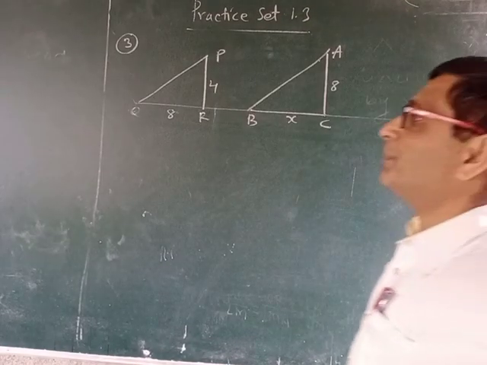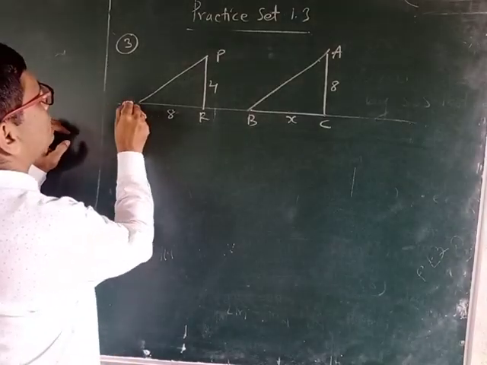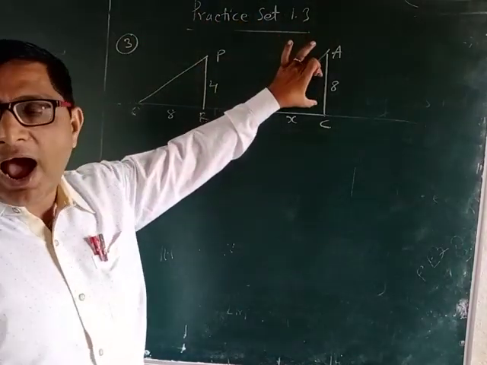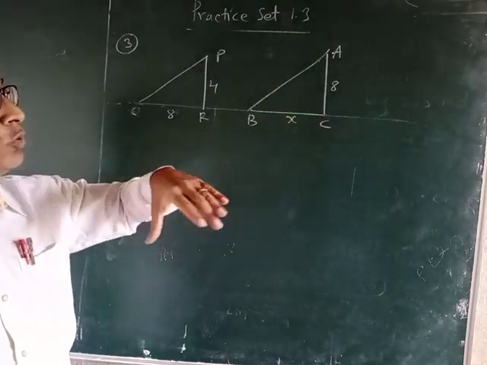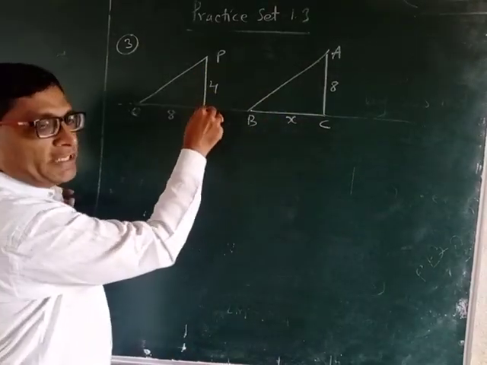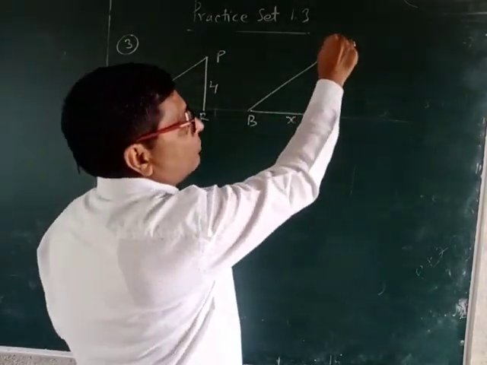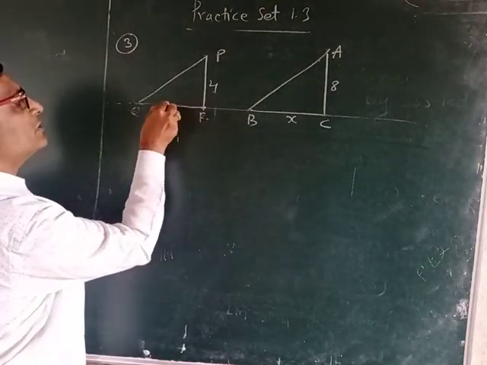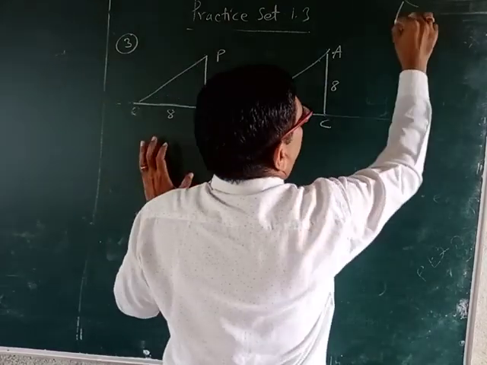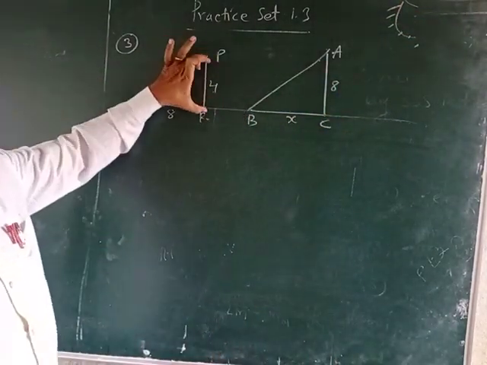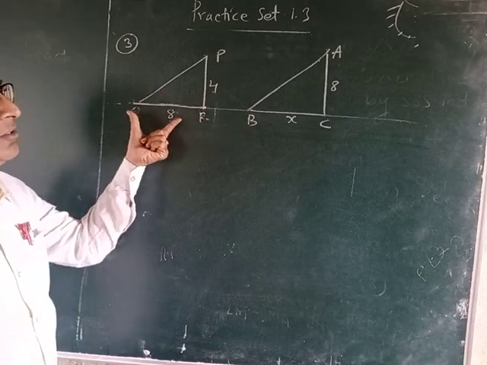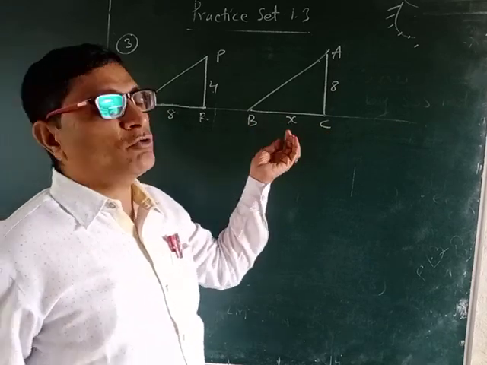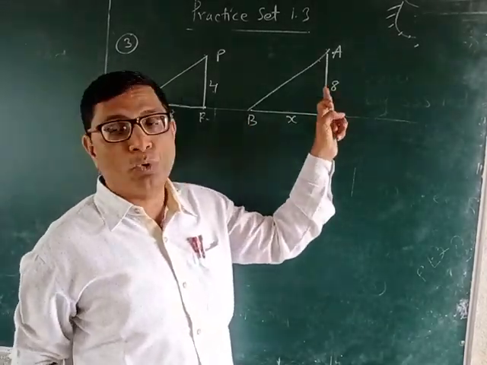Now look at this example number 3. Here is a ground level, and on this ground pole PR and pole AC are erected. That means there are two poles on the ground. The measure of the first pole, that is pole PR, is 4 meters and the measure of the second pole AC is 8 meters. Here RQ is the shadow of the first pole. If there is a sun in the sky, then this pole will have a shadow RQ of 6 meters, and this pole AC has a shadow CB which is X meters. We have to find the measure of this shadow of pole AC.